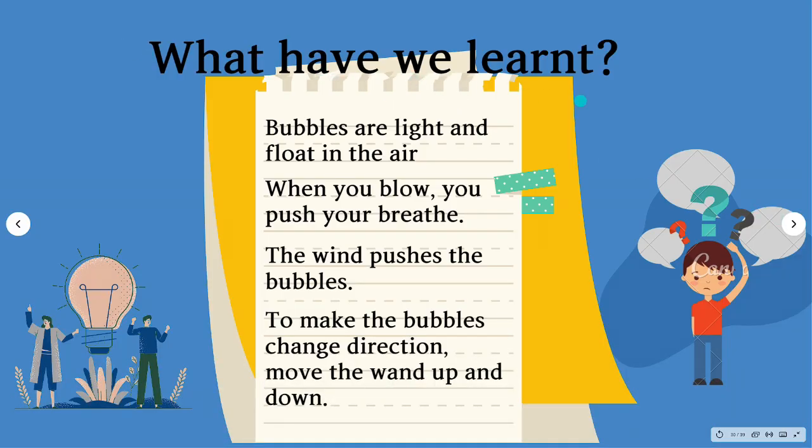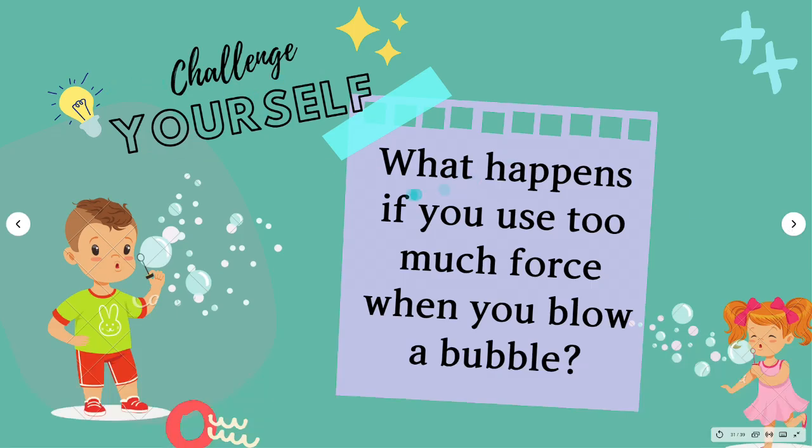Now that you've learned that bubbles are light and float in the air, and when you blow, you push your breath, and the wind pushes the bubbles. And to make the bubbles change direction, just move the wand up and down. Okay? Now, challenge yourself. What happens if you use too much force when you blow a bubble? And what force must you use to make your bubbles go upwards? Future scientists, let's hear your thoughts.